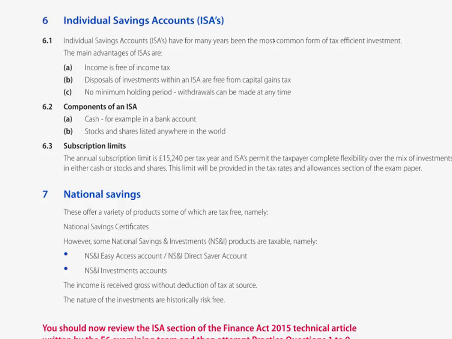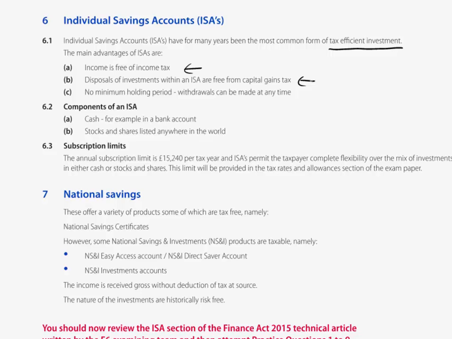But individual savings accounts have been for many years the most common form of tax-efficient investment. Any income derived from an ISA, we've spoken here specifically in relation to interest income, but we could also have shares or stocks held within an individual savings account, and the interest or dividend income on shares would also be exempt within this ISA. So income is free of income tax. Also, the disposal of an investment within an ISA, i.e. shares, most likely, would be exempt, free from CGT. There is no minimum holding period here, and withdrawals can be made at any time. So very flexible, very tax efficient.